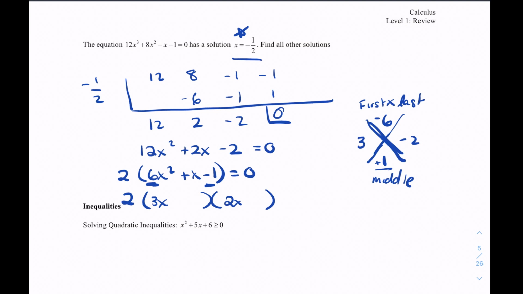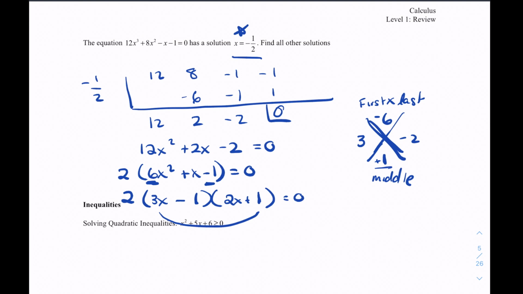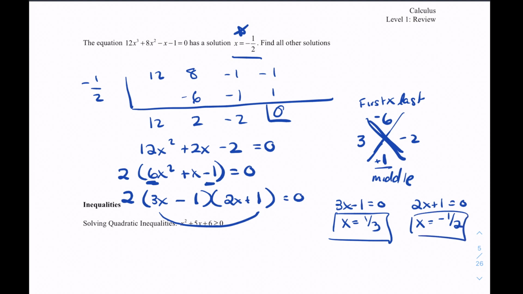Now the numbers that multiply to be 1 are 1 and 1. And I want the 3, which is 3 times 1, to be positive. And -1 times 2x would be -1. And those are all equal to 0. Now, obviously, we can either divide by 2, or just ignore the 2. We have 3x minus 1 equals 0, and 2x plus 1 equals 0. So we have x equals 1/3, add 1, divide by 3, and x equals -1/2. These are our two solutions to this cubic function.